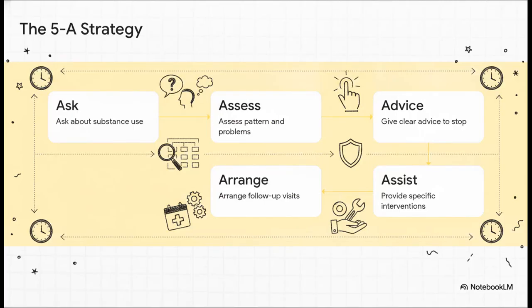Now, another brilliant way to handle these brief interventions is what we call the 5A strategy. This acts like a timeline of action for the doctor, literally from the moment they say hello. First, they ask about substance use. Second, they assess the pattern and the problems it might be causing. Third, they give clear advice to stop or cut down. Fourth, they assist by providing specific help or resources. And fifth, they arrange follow-up appointments to check back in on the patient. So that's ask, assess, advice, assist, arrange.